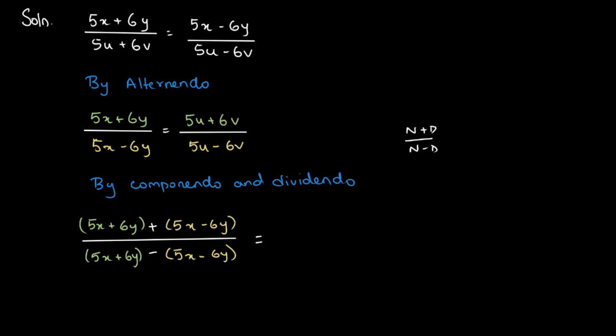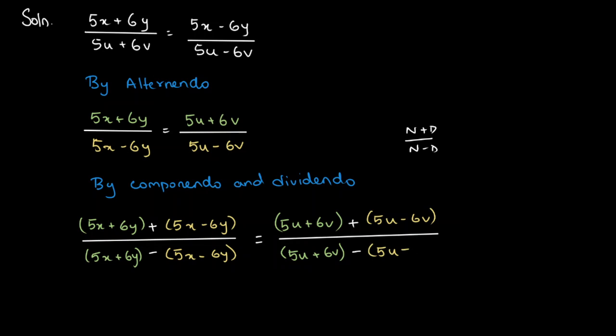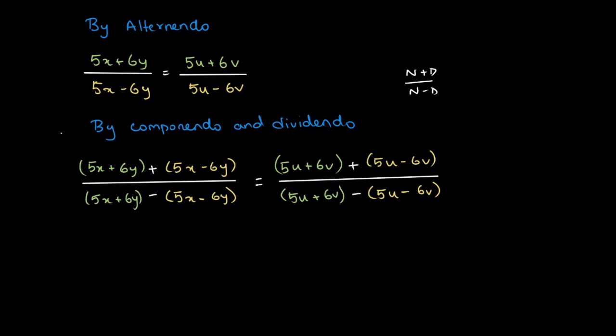So what we have here is (5u plus 6v), this is my numerator, plus my denominator, which is (5u minus 6v), divided by my numerator first, which is 5u plus 6v minus my denominator, which is 5u minus 6v. Alright. Now to simplify this by opening up the brackets.